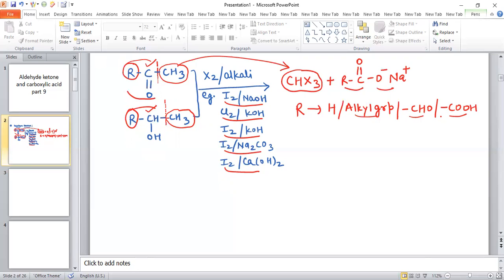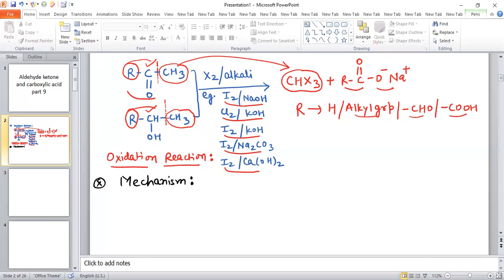Now see what happens in this case. This reaction is basically a type of oxidation reaction. Now I am going to explain the mechanism of this reaction. See what happens in this case.